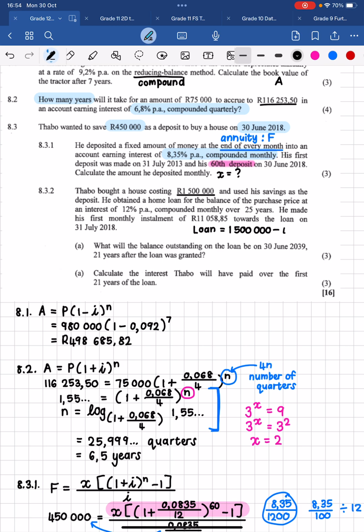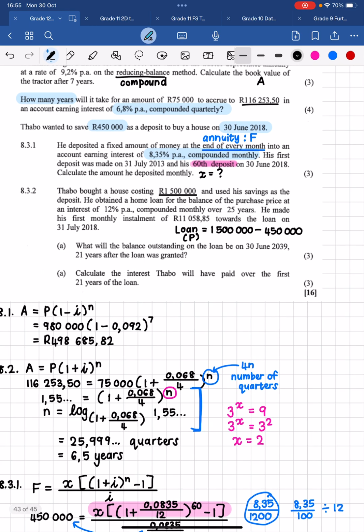1,500,000 minus the deposit, right? Which is what he saved up. So this is going to be our P value, the loan. That's going to be our present value, is this amount. Okay, that is very important. He made his first monthly installment of 11,058 Rand and 85 cents towards the loan on 31 July 2018. Okay, so they're even telling us what the X amount is as well.